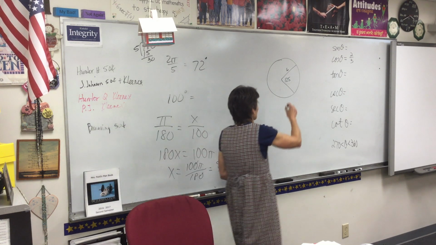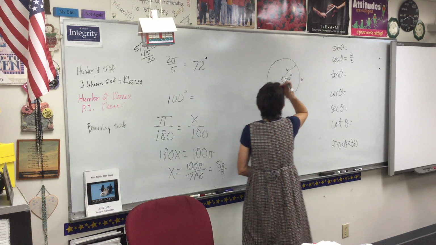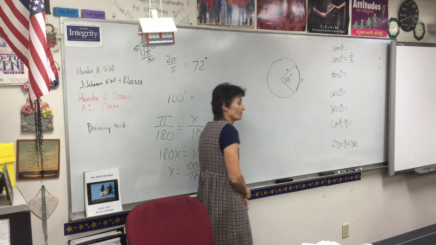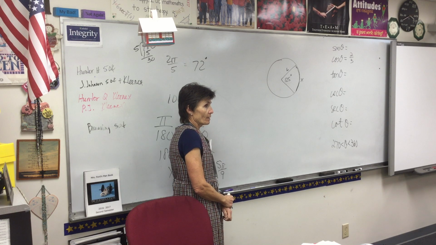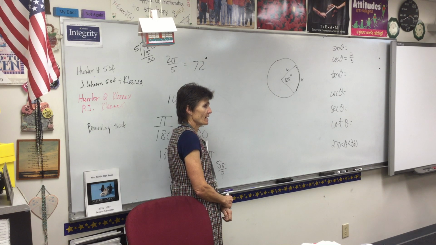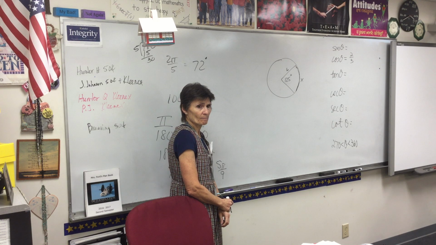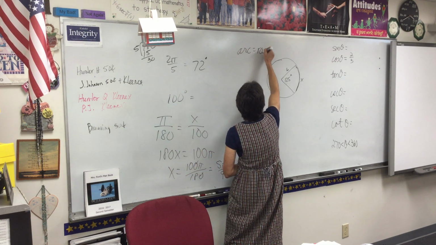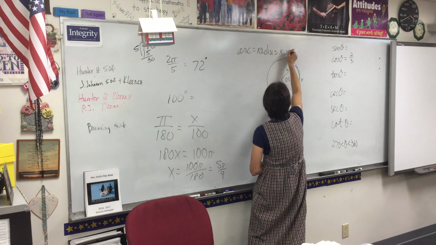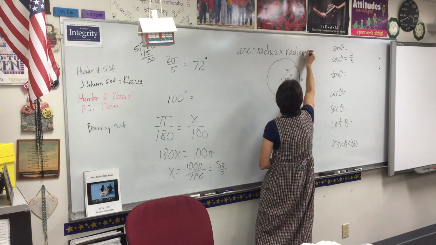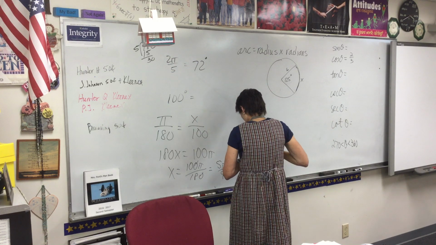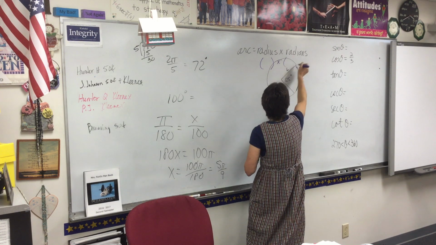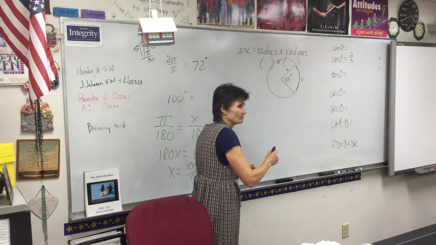Now we got an arc length problem. The directions say find the arc length. We know what x equals. This right here. What is the arc length? Okay, so what's our formula for that? How do we find arc length? Radius times radians. So we are going to multiply two things together. The radius times the radian measure of the angle.